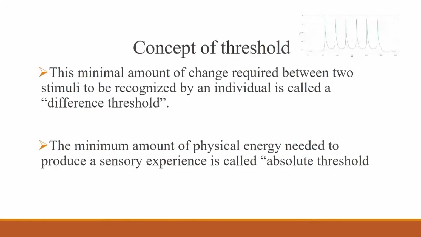So let's understand an important concept which is related to sensation. This is the concept of threshold. Thresholds are of two types. One is the difference threshold, and the second one is the absolute threshold. When we talk of difference threshold, it means the minimal amount of change that is required between two stimuli to be recognized by an individual. Whereas the minimum amount of physical energy that is needed to produce a sensory experience is called the absolute threshold. So what do we mean by these two terms and how are these two different?